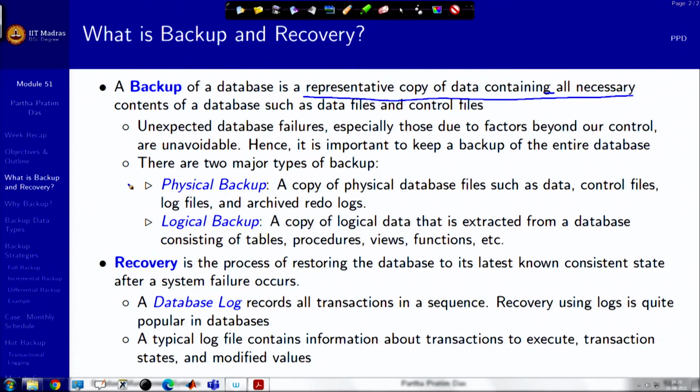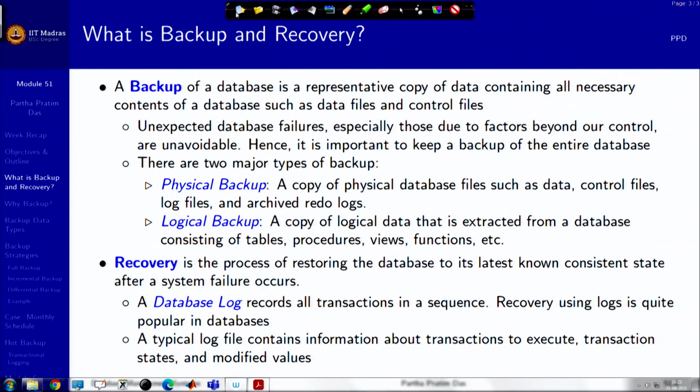There are primarily two kinds of backup that we deal with. One is a physical backup, where you just copy everything physically, like data, control files, log files, archives and so on. The other is a logical backup, where instead of physically copying everything, you extract the logical data, maybe some kind of an export consisting of tables and procedures and views and so on, and back them up. So, both strategies depending on the context can be used.